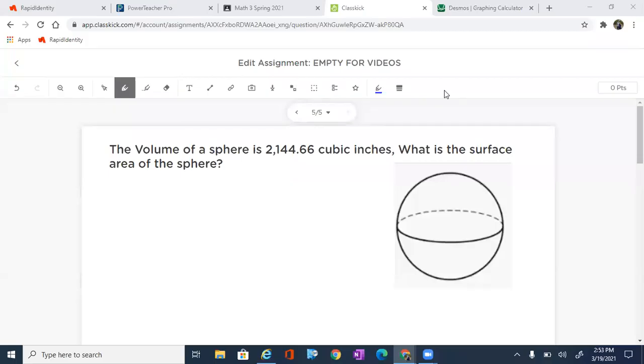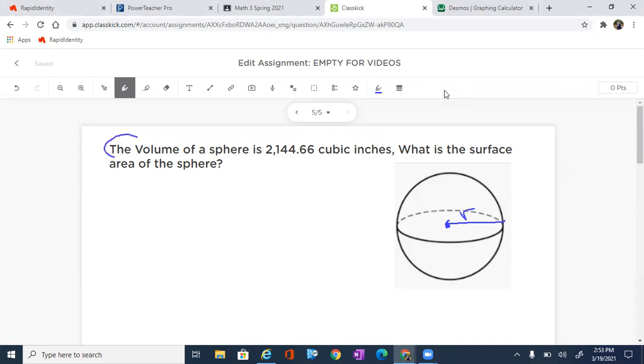All right, the volume of a sphere is 2,144.66 cubic inches. What is the surface area of the sphere? First thing we need to pay attention to is that when we talk about a sphere, we're going to be breaking it down by looking for the radius of that sphere.